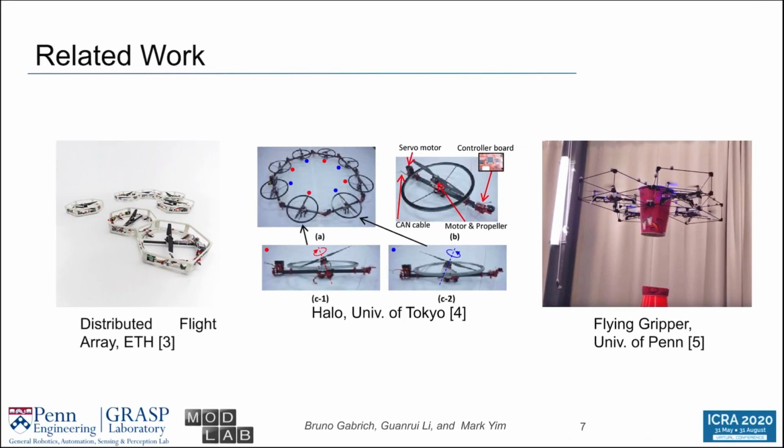Here we have some related work. The first one is DFA from ETH, then we have Hollow from University of Tokyo, and last we have the Flying Gripper from Penn. In all of this work, the yaw actuation was either a problem or could be a problem. The approach used for all of them was also either tilting propellers or using stronger motors and bigger propellers. The method of having fixed tilted propellers could be an issue for scaling, since only half of the propellers will contribute to yaw in one direction or the other, and going for strong motors could increase the cost of the platform.